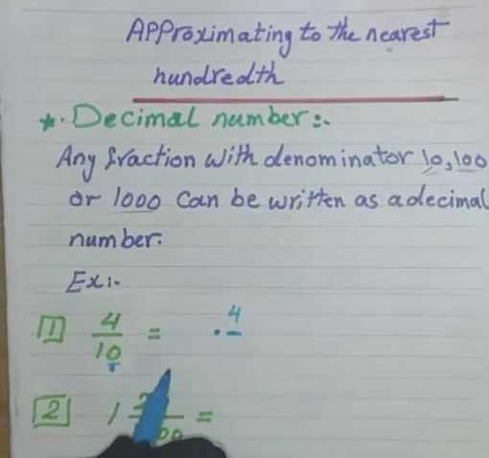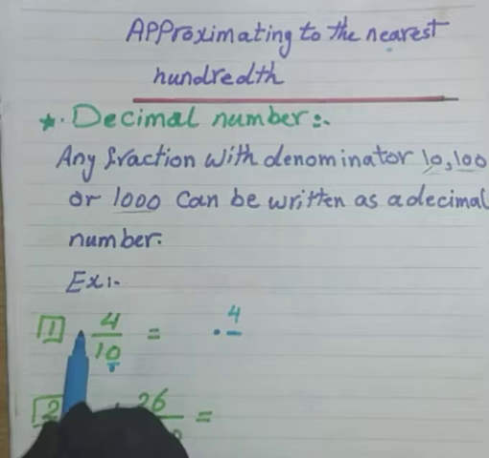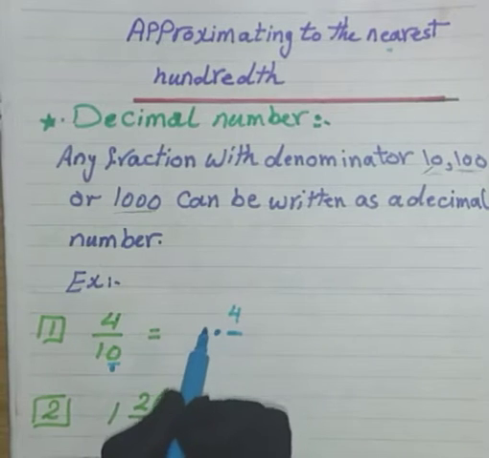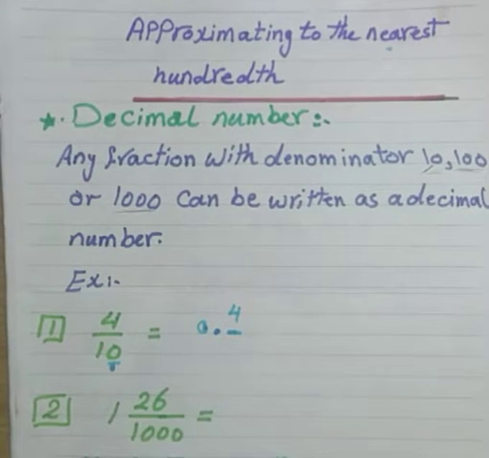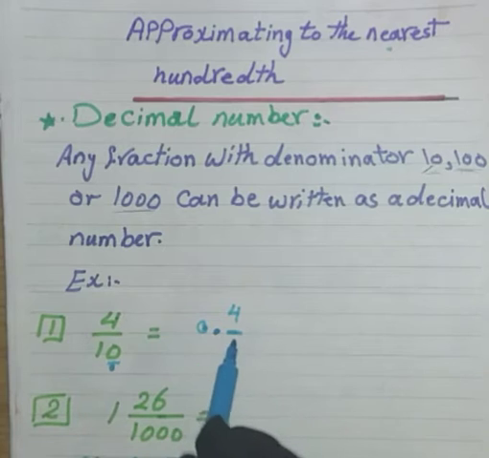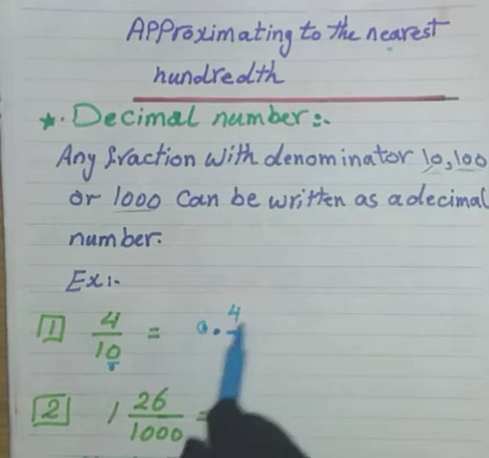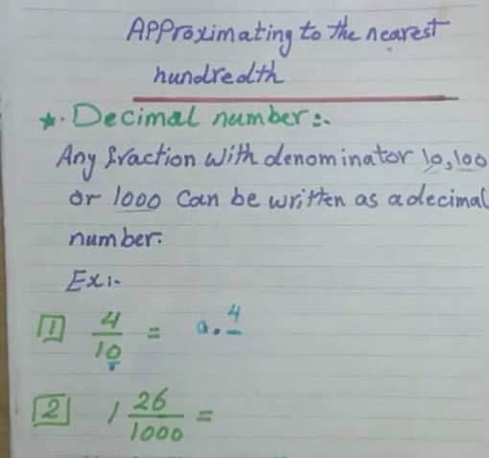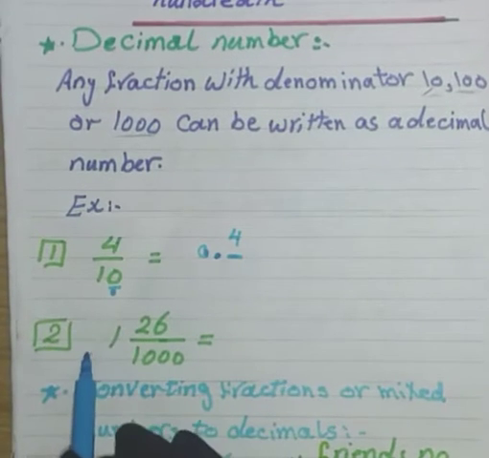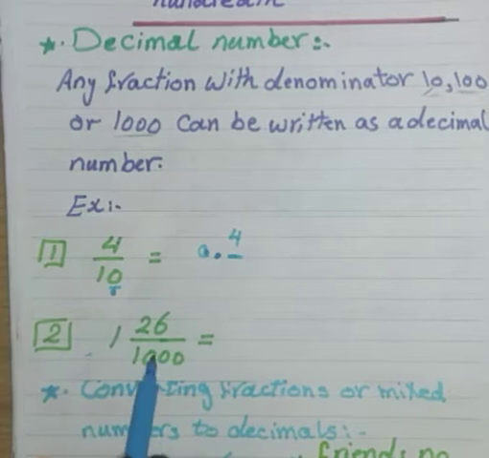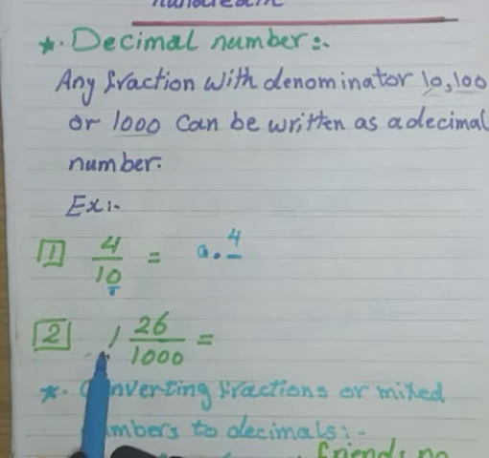And before the decimal point you don't have here any whole number, which means before the decimal point you will put 0, and this number is read as 4 tenths. 4 tenths. Example 2, I have now this number with 1 as a whole number and 26 over 1000.